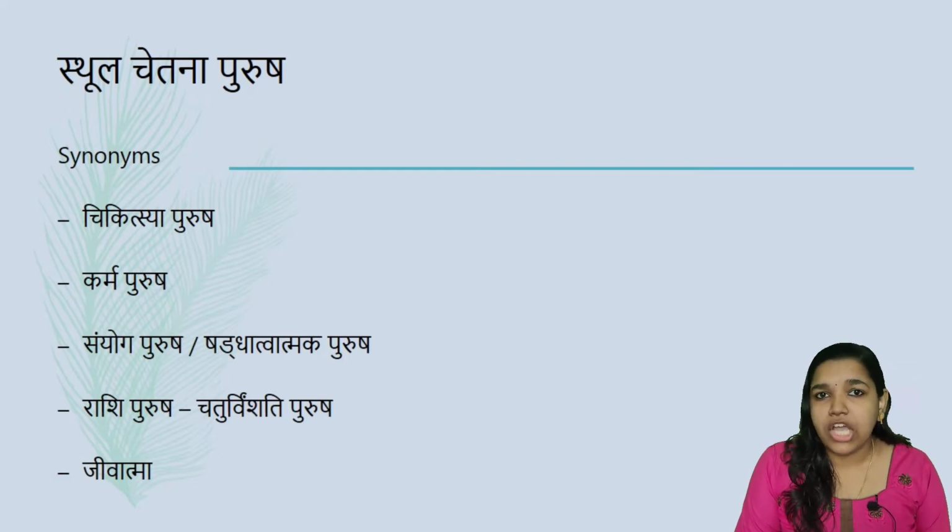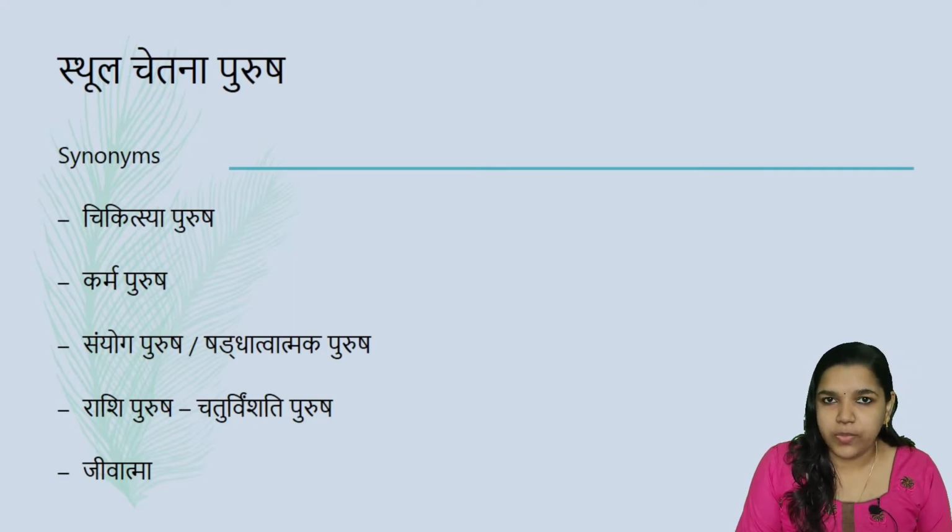So there are different synonyms for this Sthula Sharira. They are Chikitsa Purusha, Karma Purusha, Samyoga Purusha or Shaddhatwatmaka Purusha, Rashi Purusha or Chaturvimshati Purusha and Jivatma. Why these different synonyms are mentioned for this Sthula Sharira or Chetana Purusha is being explained.